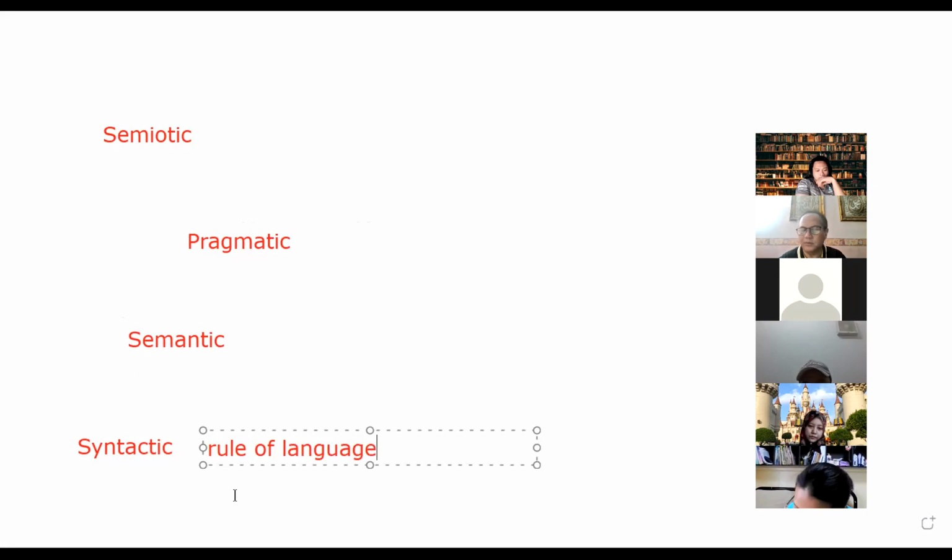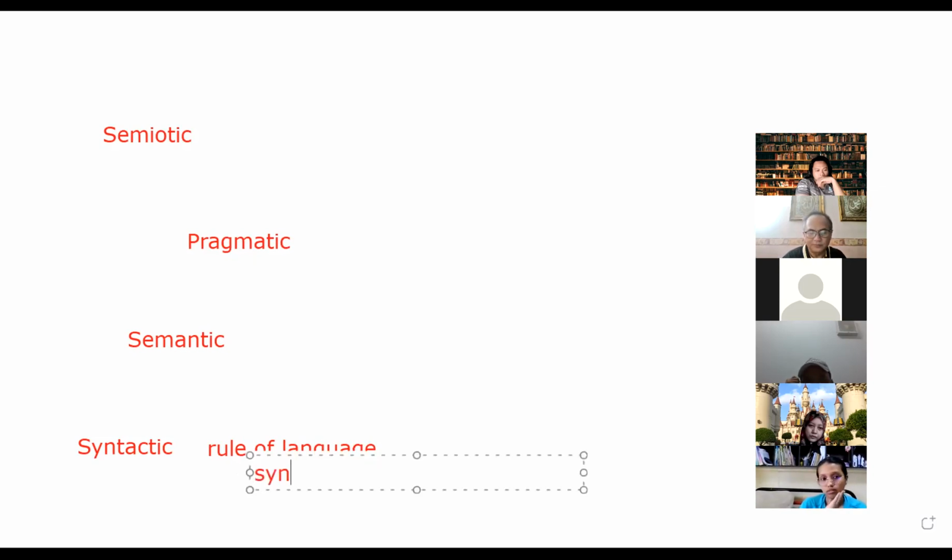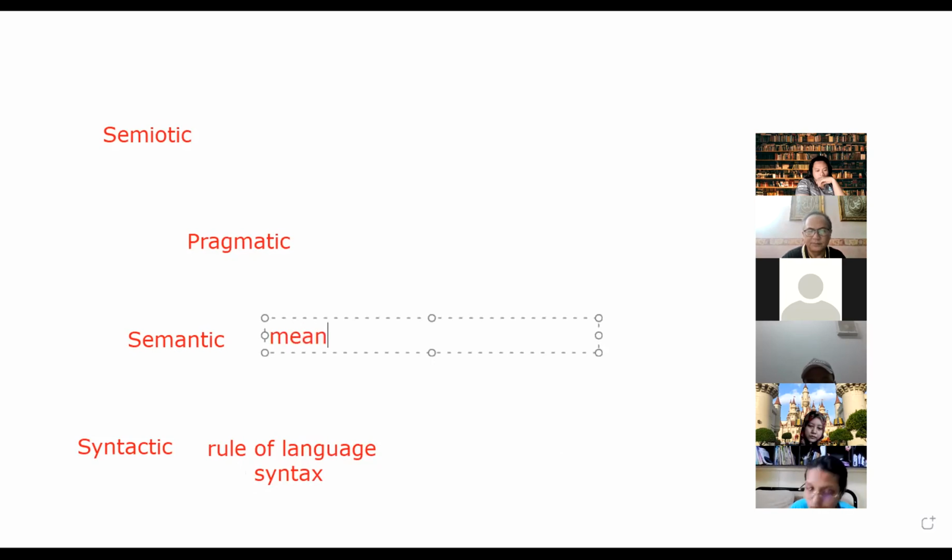What does it mean by rule of language? It means like your grammar, the word syntax. The other word we call it syntax, the rule. But when you move into semantic, we talk about meaning. There are rules of language that have multiple meanings. For example, when your boss calls you and says, Alan, please bring me the table.